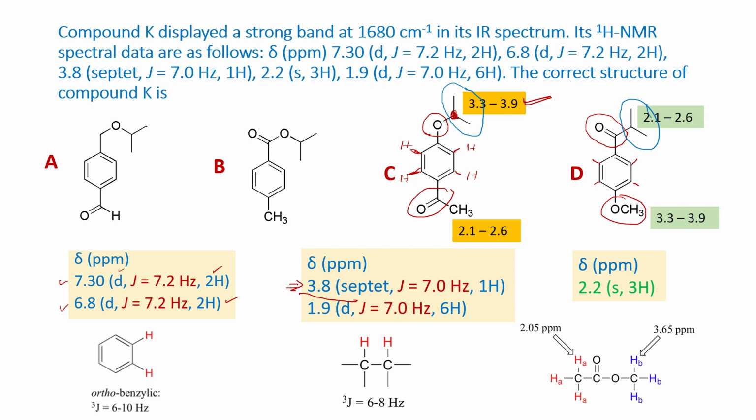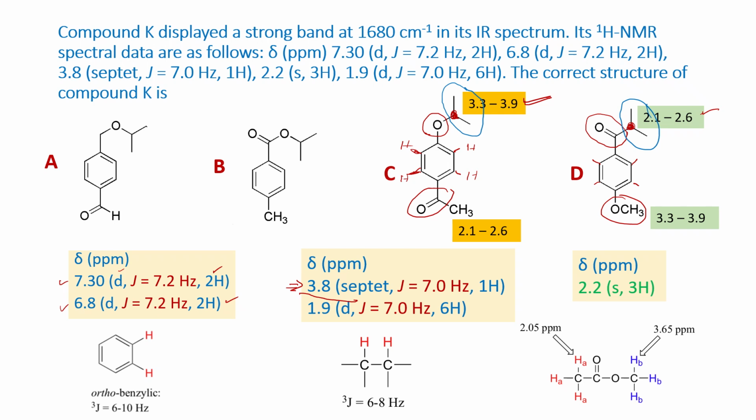So this methine group will be seen between 3.3 and 3.1, whereas here this methine group is actually next to a carbonyl. So this methine group will not be seen at 3.3, it will be seen at around 2.1 to 2.2. And of course, this is not possible.